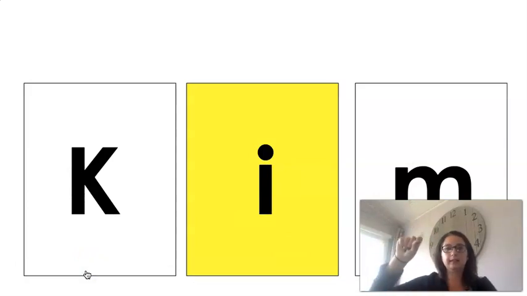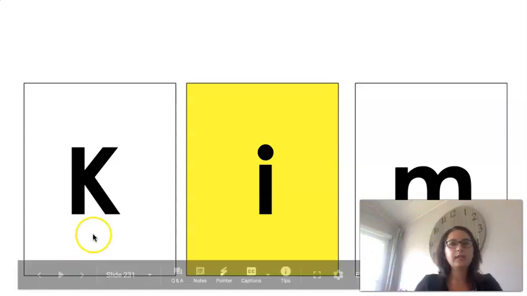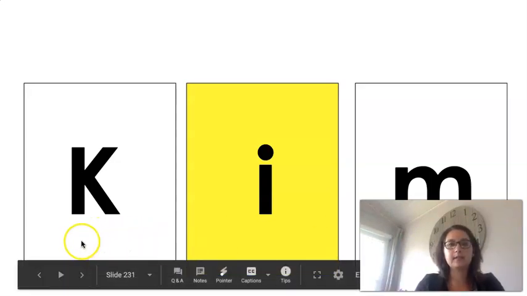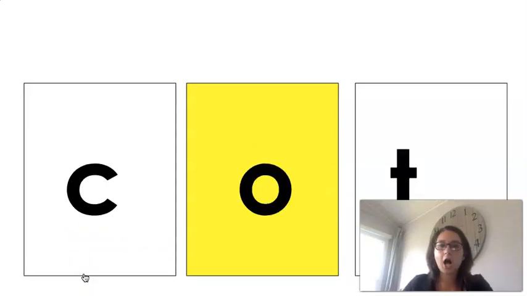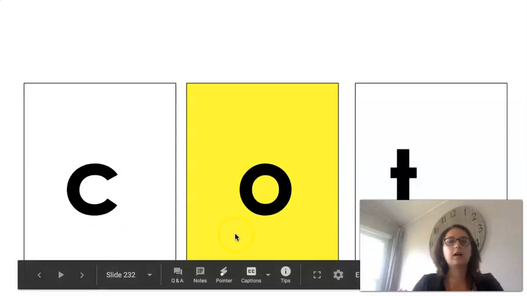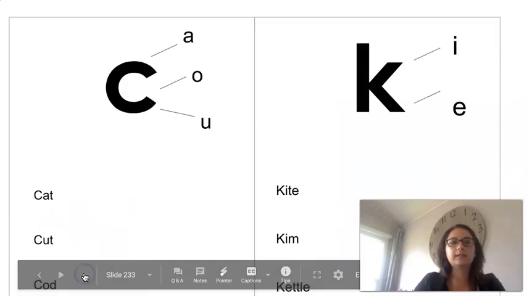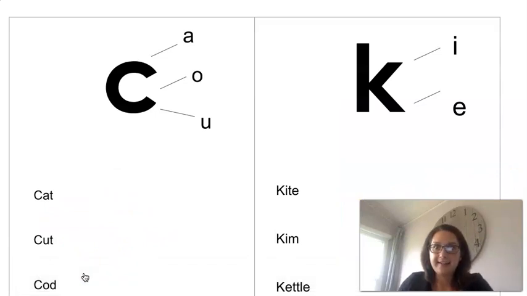K-i-m. Kim. The next syllable is cot. K-ot. Cot. The next syllable is not yet.